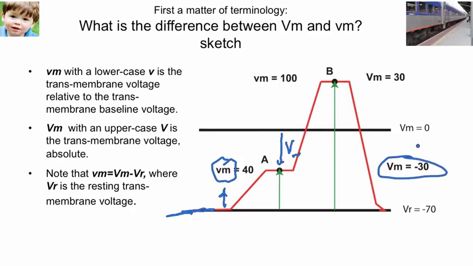Obviously one is related to the other, so that we have, as a matter of mathematical fact, Vm relative to the baseline is capital Vm, the absolute Vm, minus the voltage of the signal when the waveform is at rest, Vr.